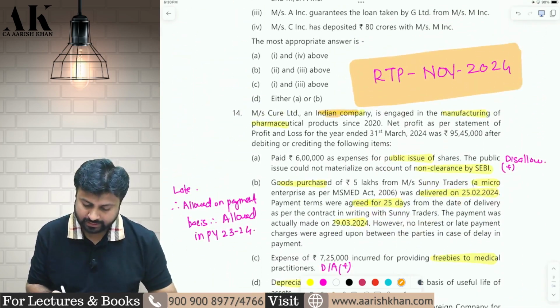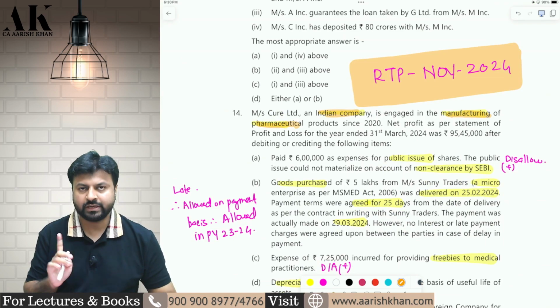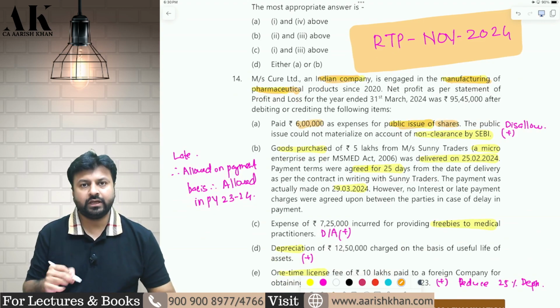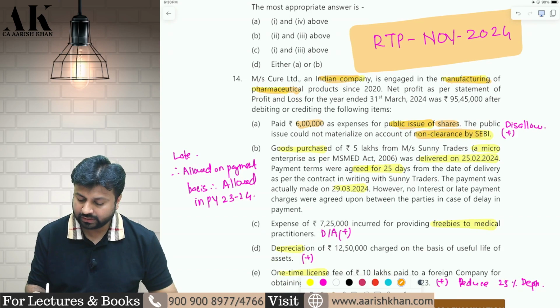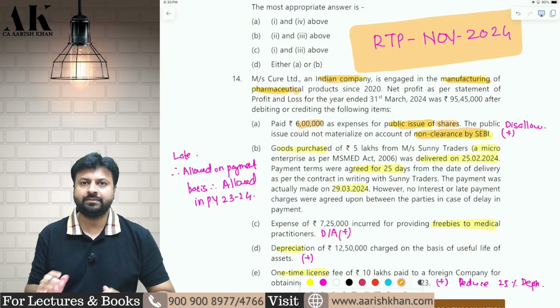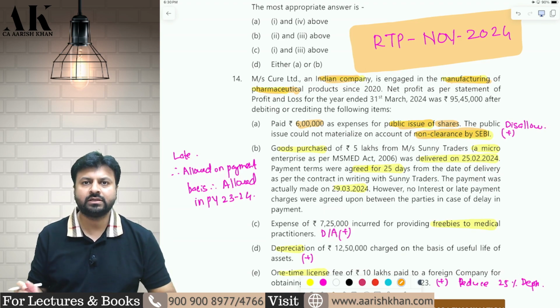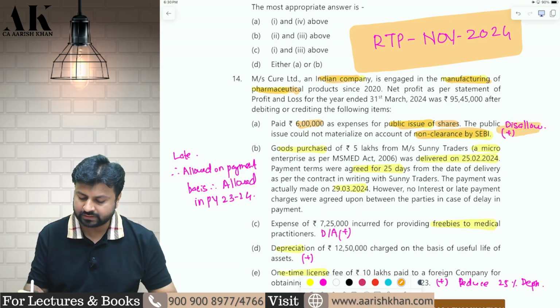The assessee is an Indian company engaged in manufacturing. Therefore, you need to be careful about additional depreciation. The assessee has paid 66 lakh rupees for public issue of shares. Even though non-clearance has been given by SEBI, SEBI is not giving any clearance, it doesn't matter. If you incur any expense for public issue of shares, it is a capital expenditure. It is for the permanent capital base of the company. Therefore, it is disallowed. Okay.